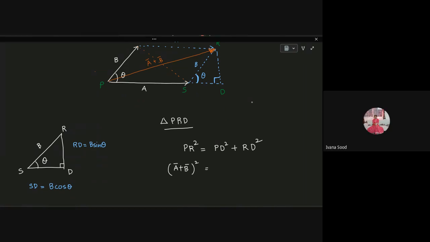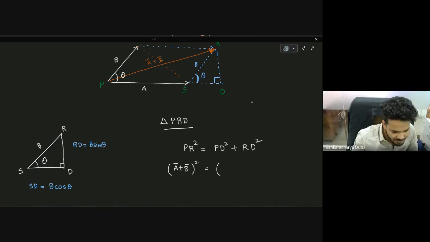A vector plus B cos theta. Yes, so PD is actually A plus B cos theta. If anyone disagrees with me, please let me know. PD is actually PS plus SD. PS is how much? A. And SD is how much? B cos theta. So hence from here P to D, the total length is A plus B cos theta.